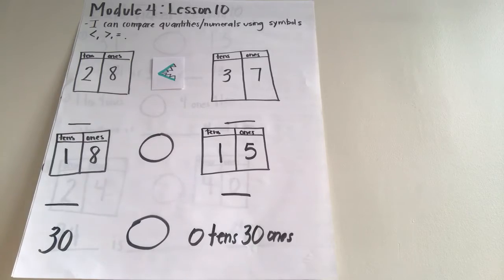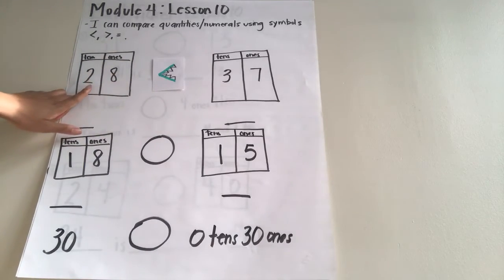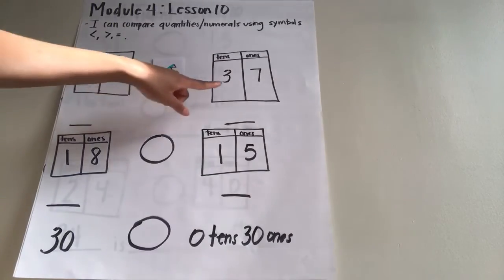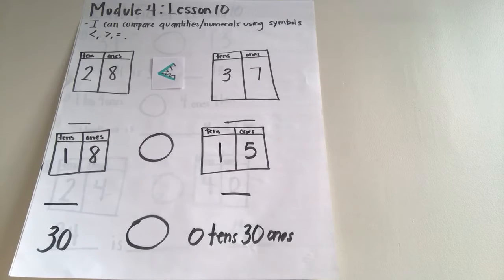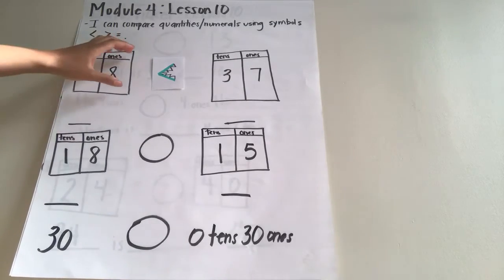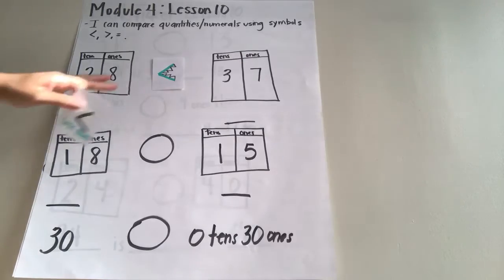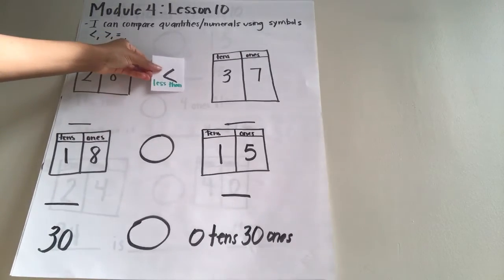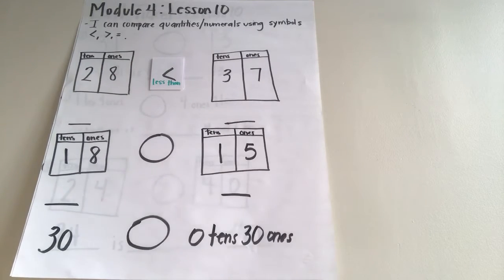Now, if you remember from lesson 9, he's turning his back on the number that is less, or the smaller number, and opening up to the greater number. Now, I want you guys to watch this. I am going to replace this hungry alligator with this symbol here. If you notice, they look kind of similar.